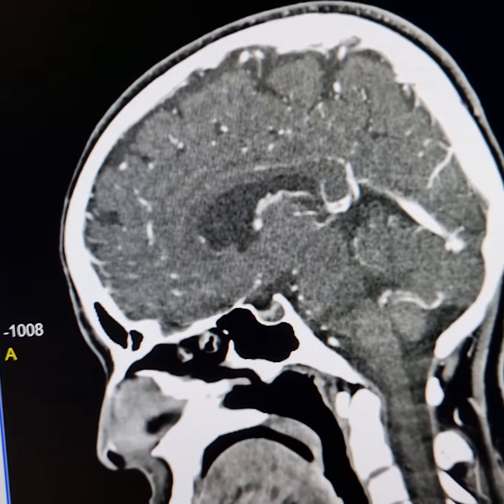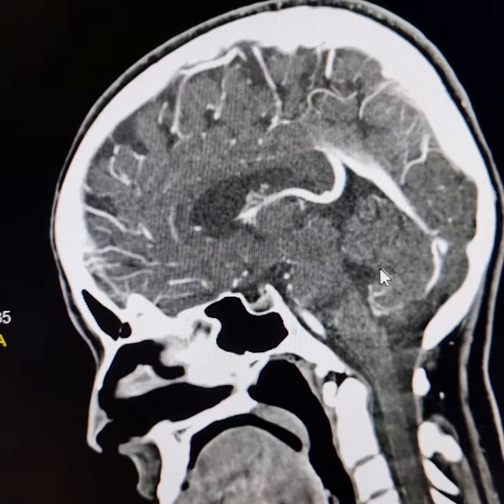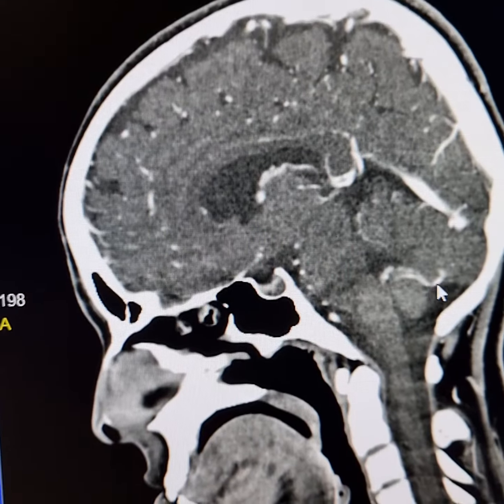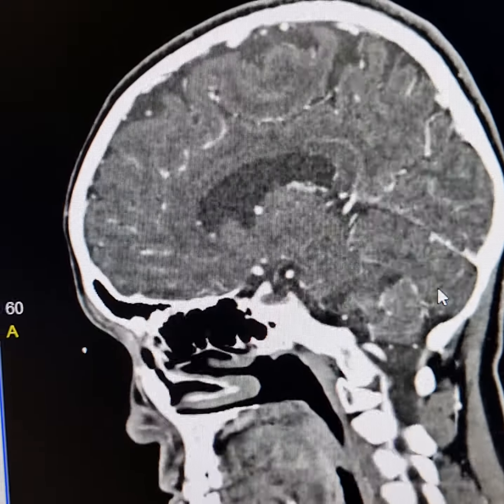Now just observe this partial empty sella. Another feature of benign intracranial hypertension.